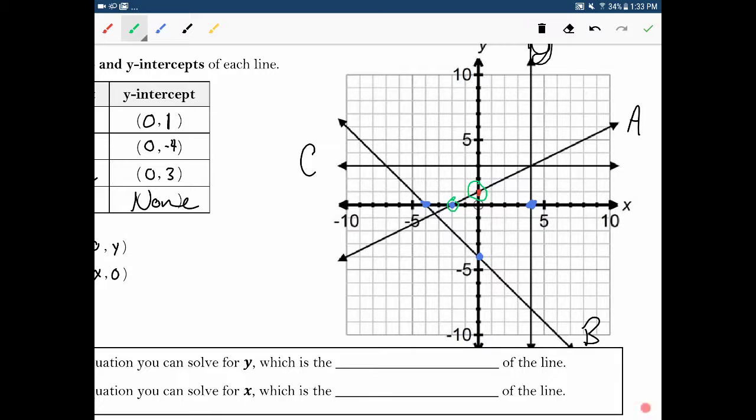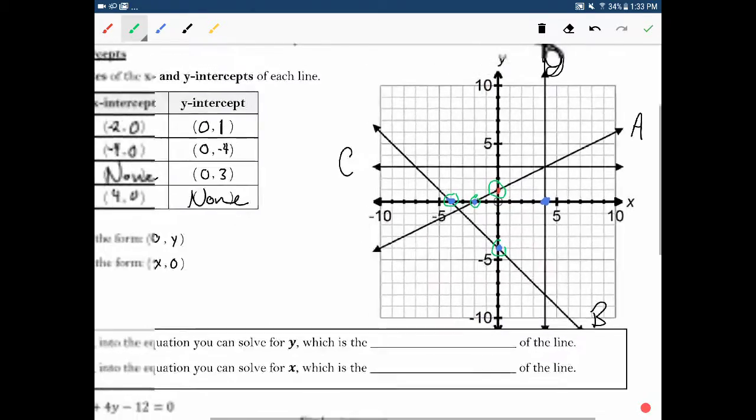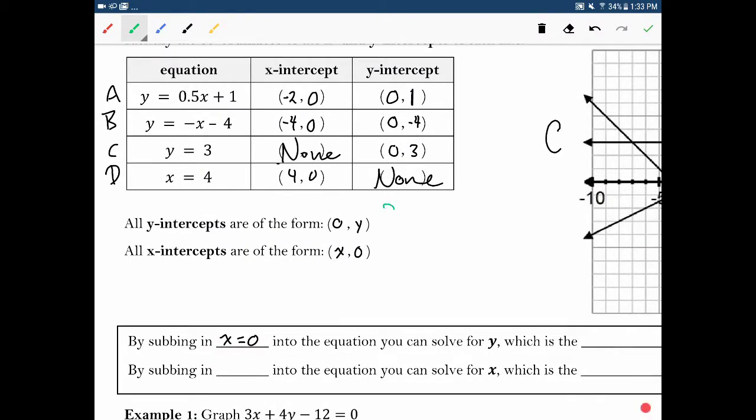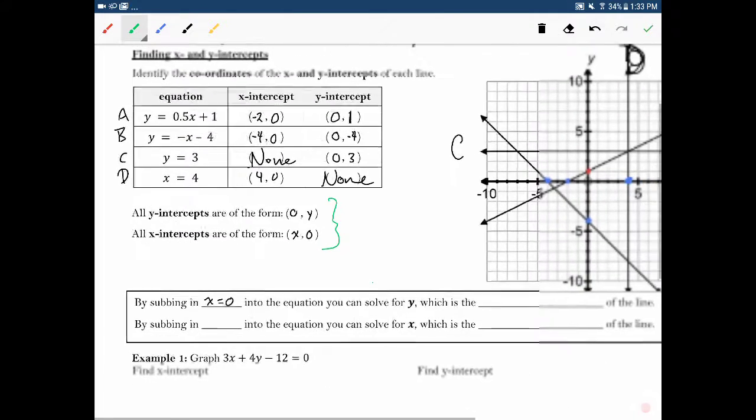For line B, our x-intercept is at -4, 0, and our y-intercept is at 0, -4. What you should notice, which is what I've summed up down here, is that a y-intercept is always going to have the form 0, y. If it's a y-intercept, the x-coordinate has to be 0. Similarly, if it's an x-intercept, the y value has to equal 0. So if somebody ever asks you for an x or y-intercept, you should always write the coordinates like that, and make sure you've got the right variable as the 0.